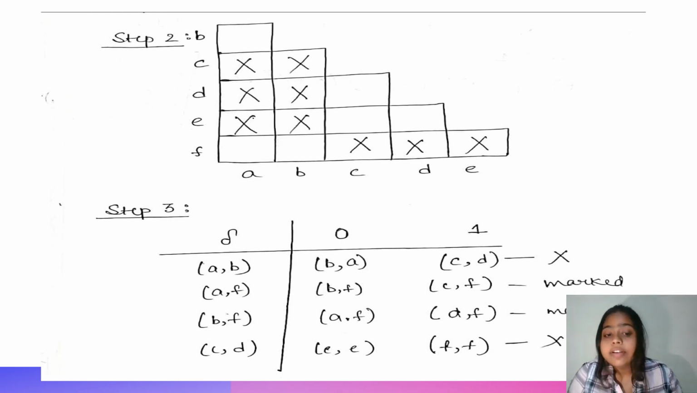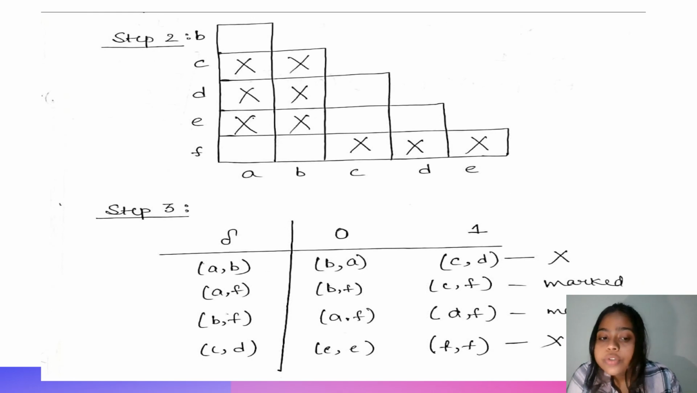In step 3, we will write the transition function and the inputs, like here, we are taking input as 0 and 1. So now we will consider the states which are not marked. Now considering A, comma B. Now we need to check A at 0, it's going to B, and B at 0, it's going to A. Here, both the states are non-final, so they will not be marked.